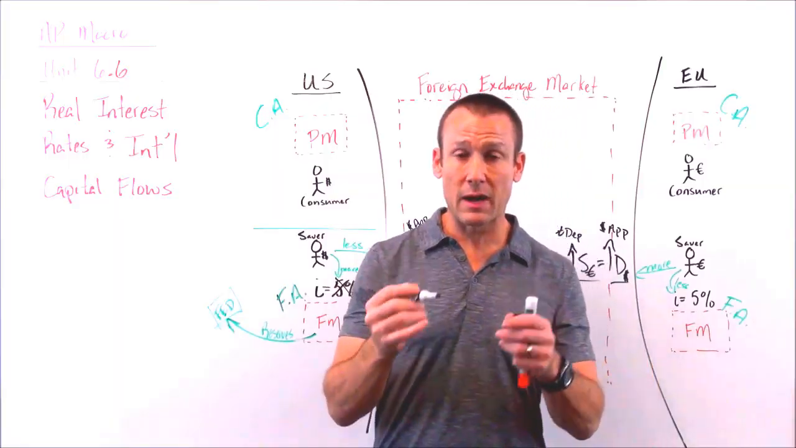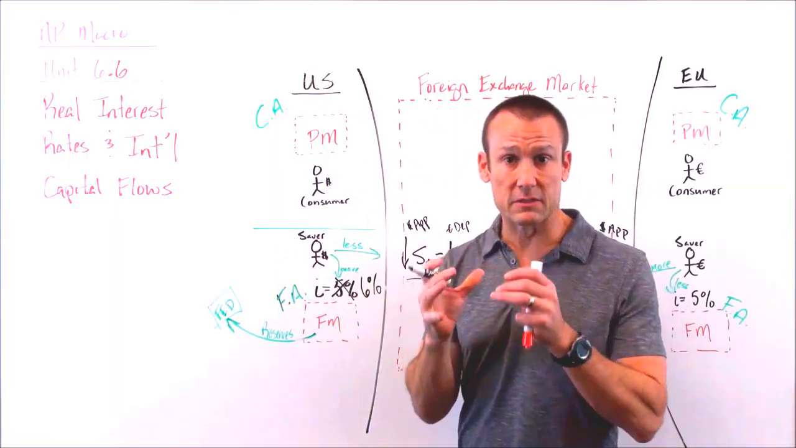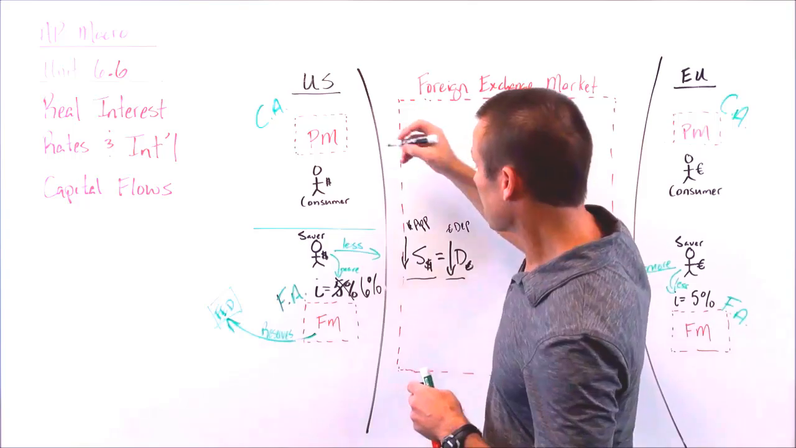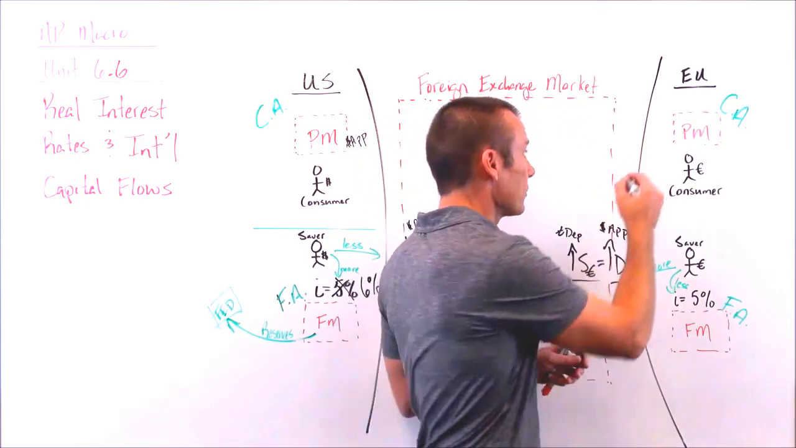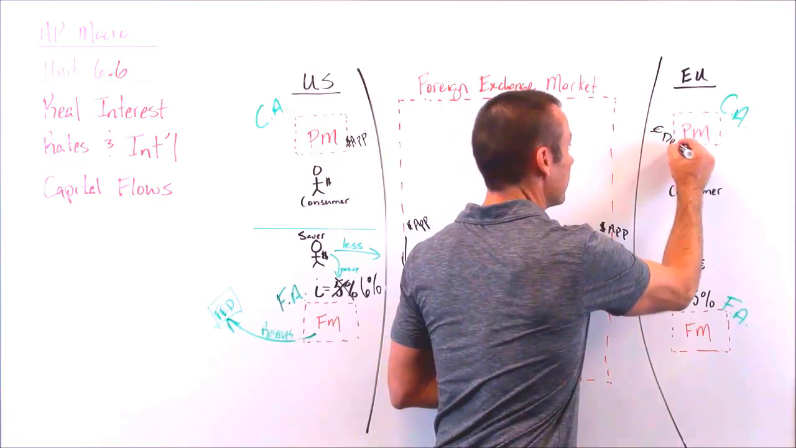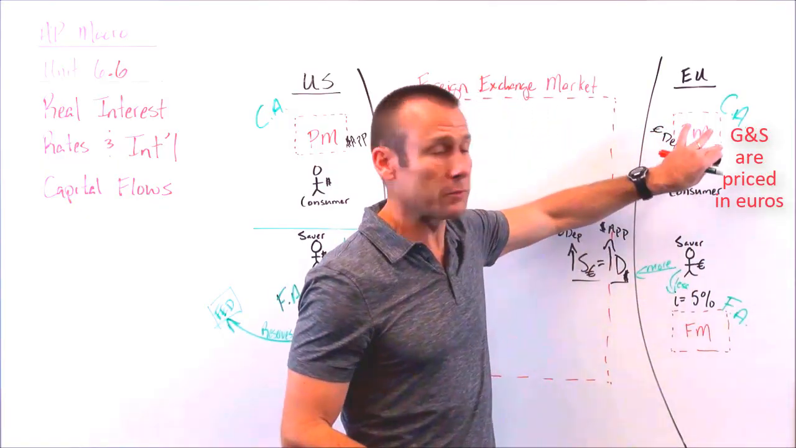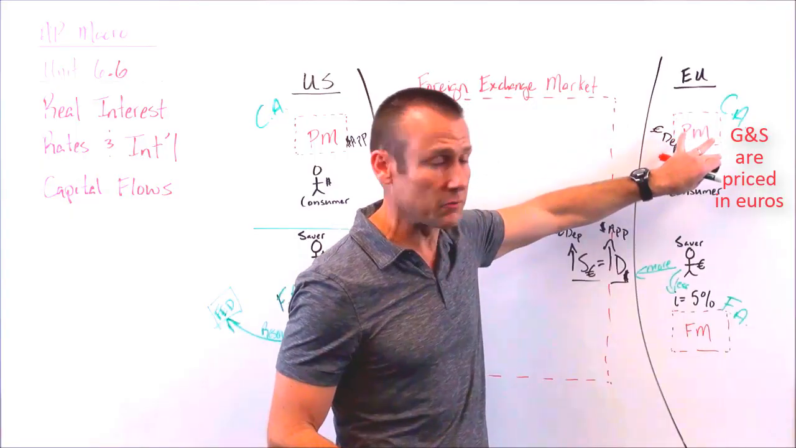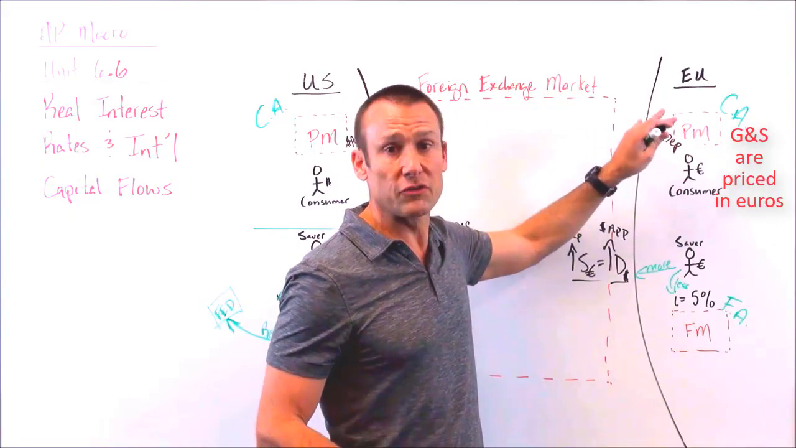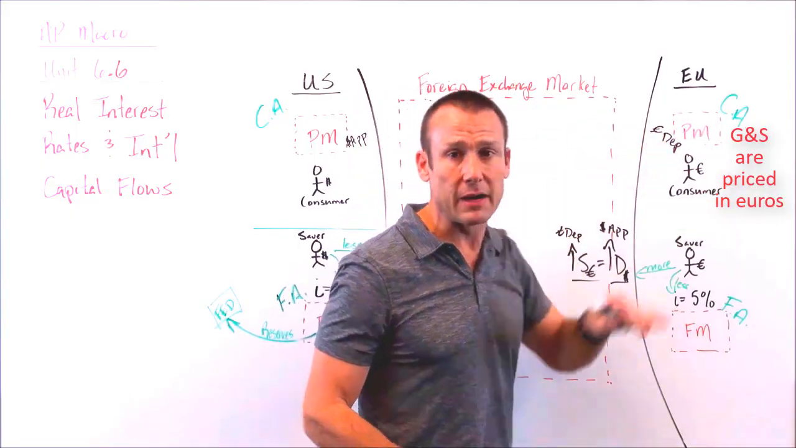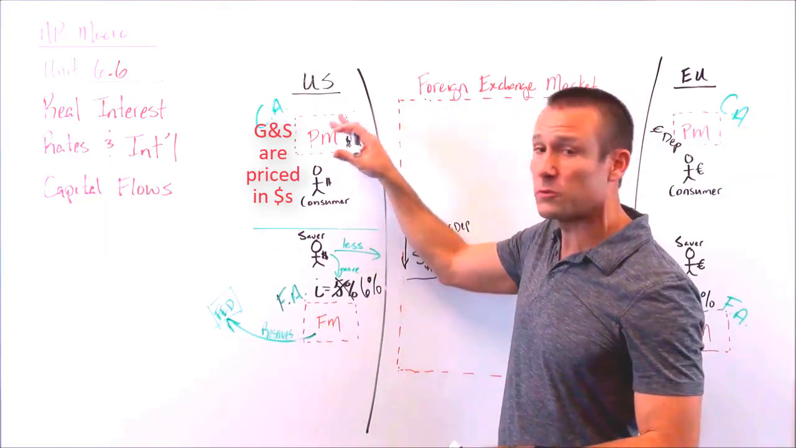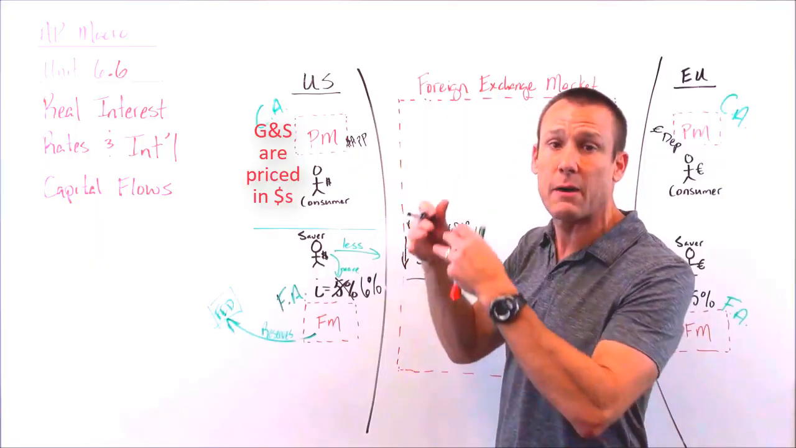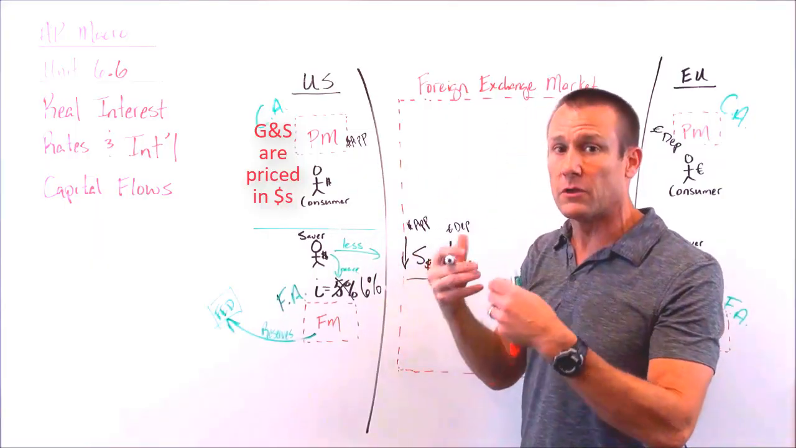Now, with that said, what I like to do is go to my product market, because this is definitely going to impact my product market. Again, the dollar is appreciating. The euro is depreciating. This stuff is going to look cheaper to Americans because it's priced in euros, and the euro is cheaper for Americans to buy. This stuff is going to look more expensive to Europeans because it's priced in dollars, and the dollar is now more expensive for Europeans to buy.